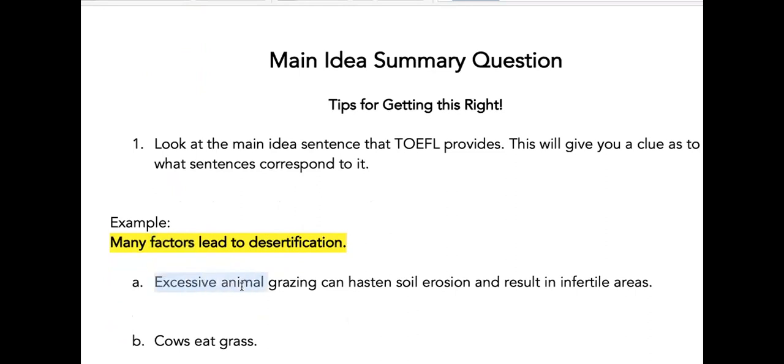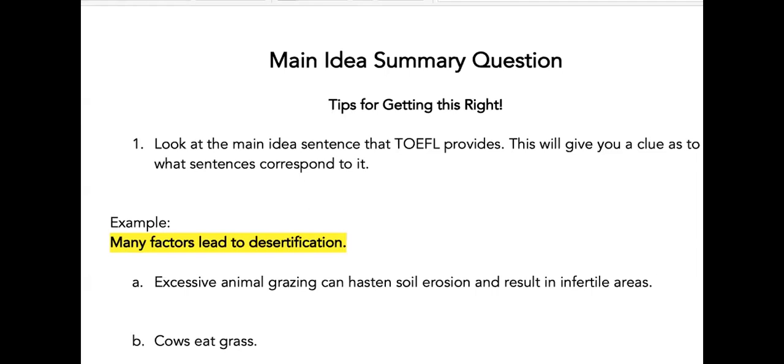So we've got excessive animal grazing can hasten soil erosion and result in infertile areas. Lots of good vocabulary words in there, by the way. So you've got animals grazing, eating on the grass. It hastens, it quickens soil erosion, so that means the soil is breaking down, wearing down, becoming dry and old, right? And result in infertile areas, areas that can't grow food. And then we have cows eat grass. So which one would be, we got some chats coming in, good. Which one would be the best answer for a factor?